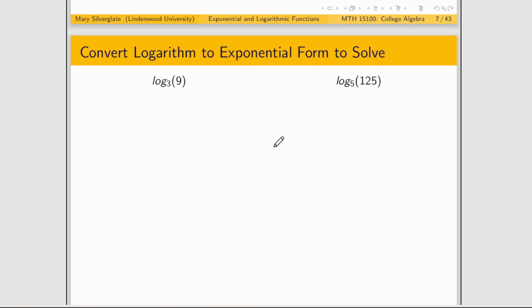Go ahead and pause your video and see if you can convert the other way around. So here I may not actually know the answer just yet, but that's okay. So I do same base to the output, in this case y, is equal to the input, in this case 9. So that means that output, 3 to what power gives me 9? Better be 2.